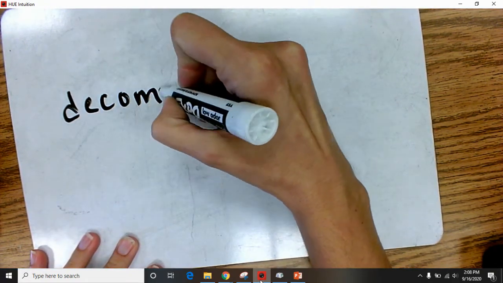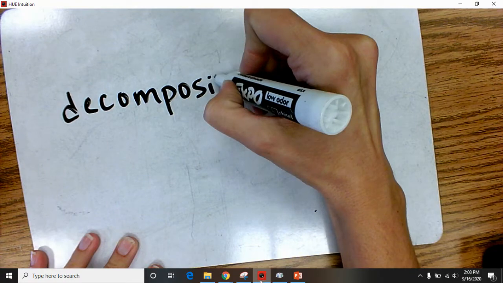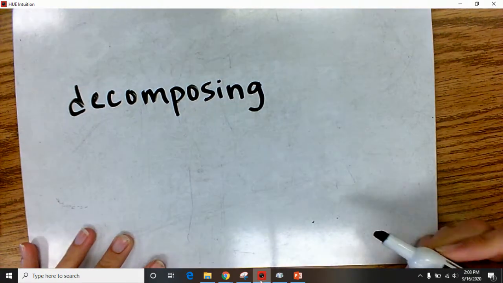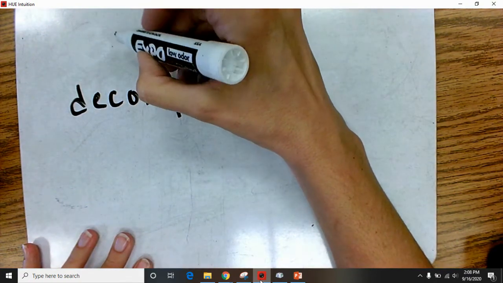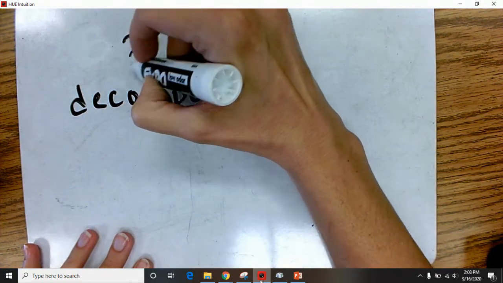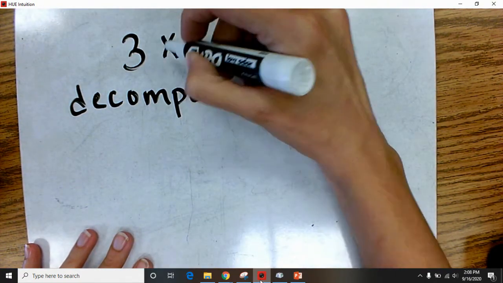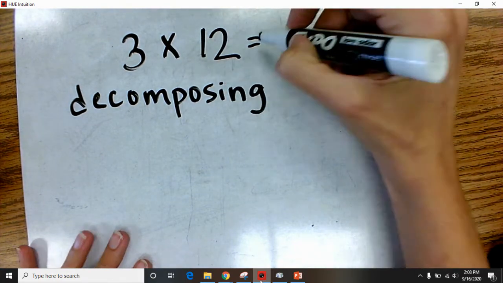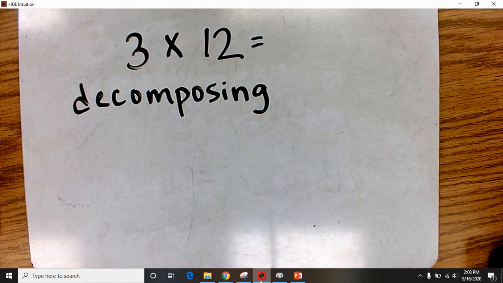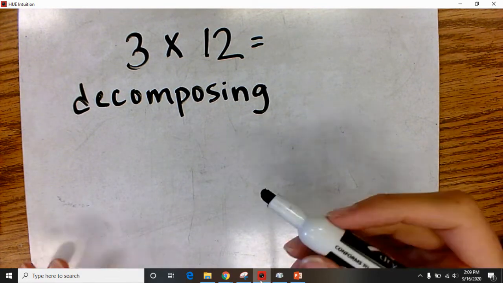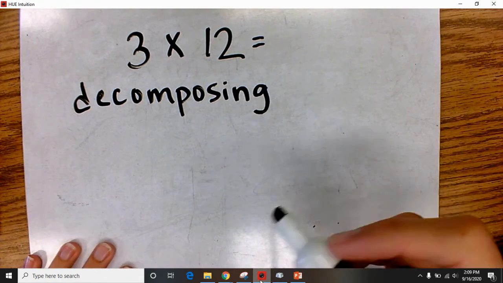One more strategy, if you cannot remember a multiplication fact, is called decomposing. And that sounds like a tricky word, but it's just a word that means breaking a number apart. So this is useful if we were going to do a problem like 3 times 12, and I'm just not sure what 3 times 12 is. Decomposing means that I can break one of the numbers apart into smaller groups, then multiply and put the parts back together. So you can pick numbers that are easy for you.